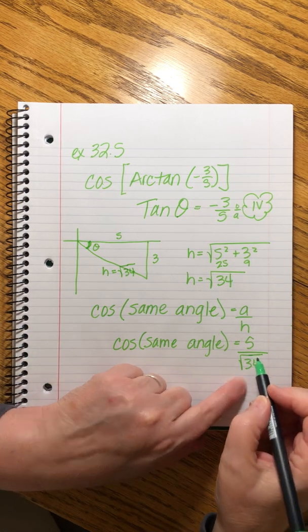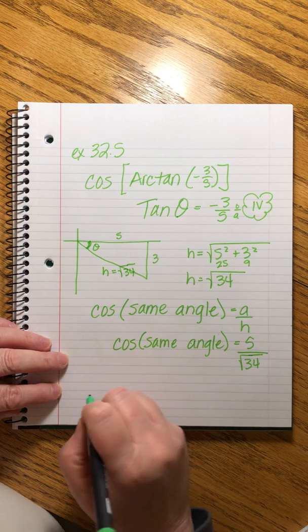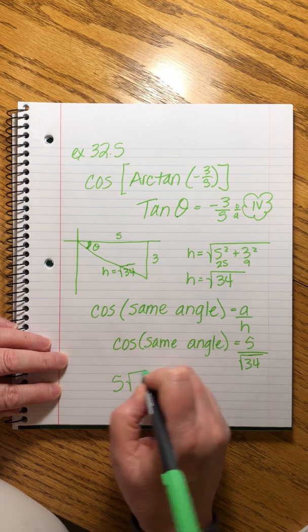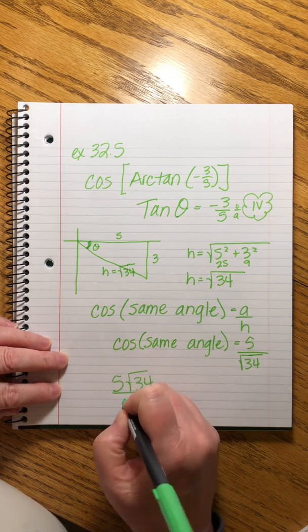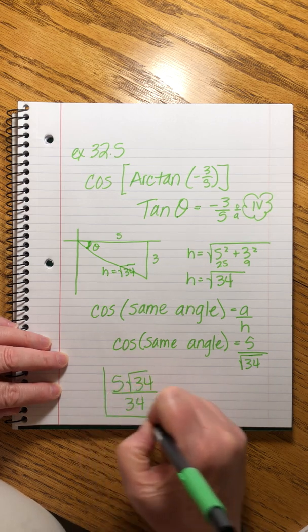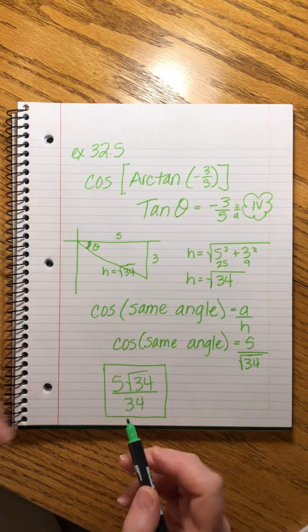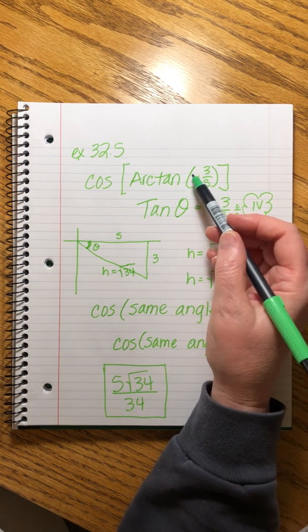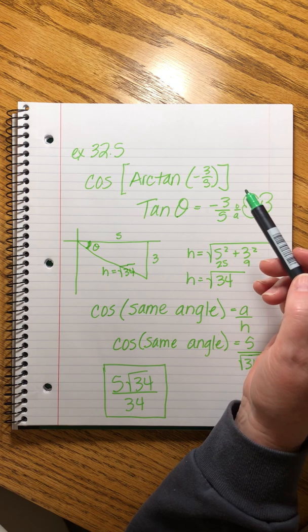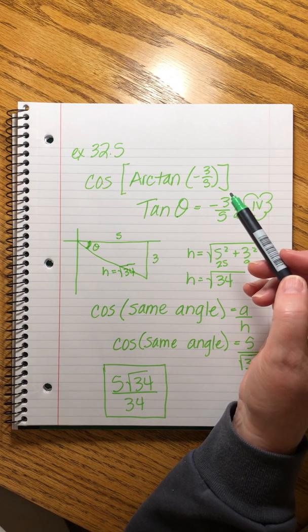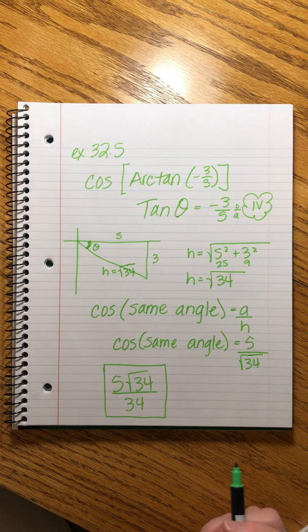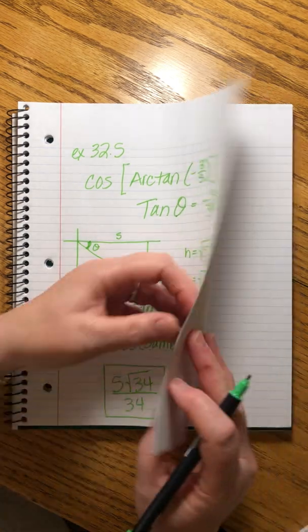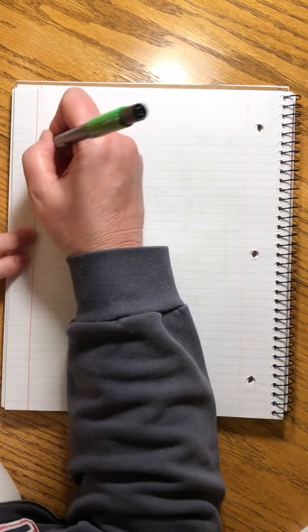And all we have to do is rationalize this now. And so the answer is 5 times the square root of 34 over 34. That's the cosine of the angle that we found using this information. Isn't that crazy? That's kind of a weird thing. Okay, and now we have the last one, which you've already seen half of because I tangled them together in a completely bonkers attempt to do math. But now I'll be fine.